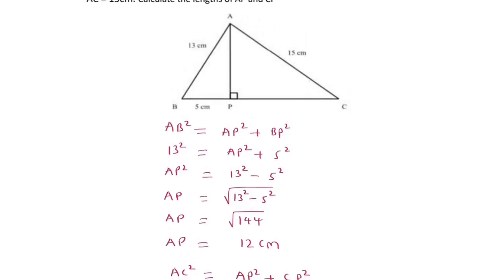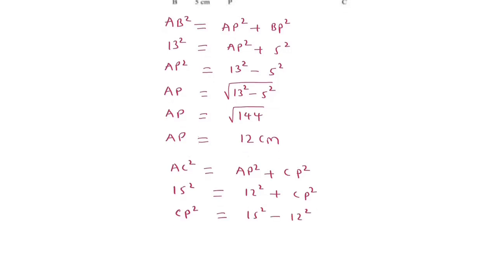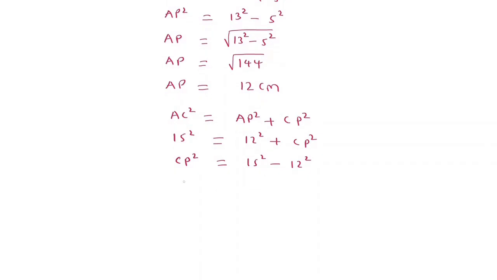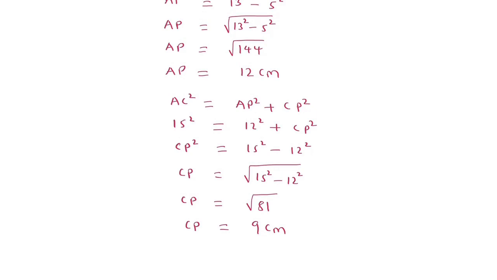Next, let us make CP squared the subject. Our equation is going to be CP squared equals 15 squared minus 12 squared. Applying the square root, we are going to have CP equals under root 15 squared minus 12 squared. Solving this, we are going to have CP equals under root 81. Finding the root, we are going to have CP equals 9 centimeters. And also this is the length required.